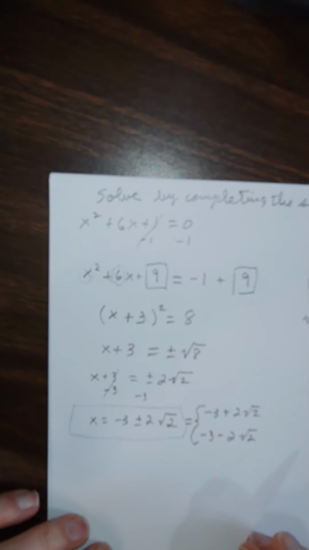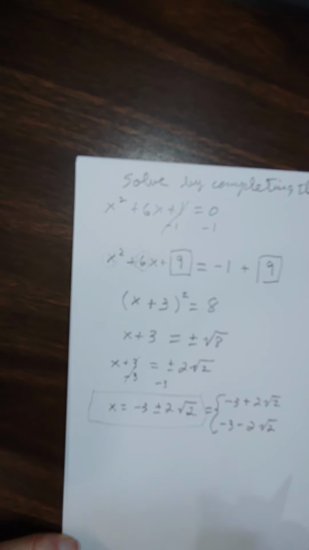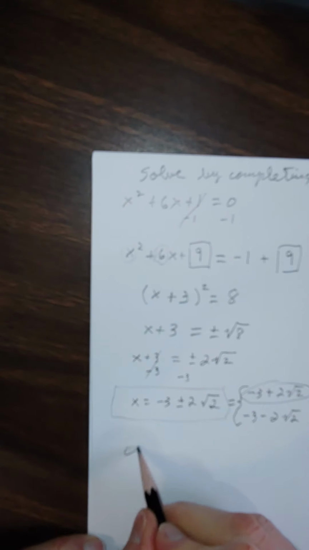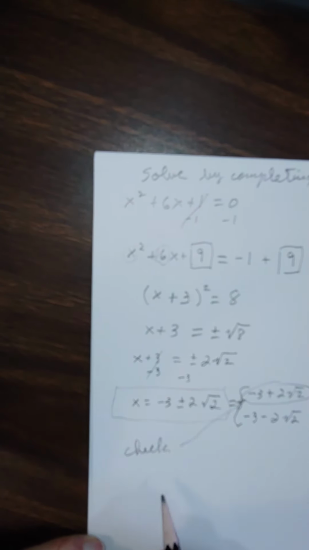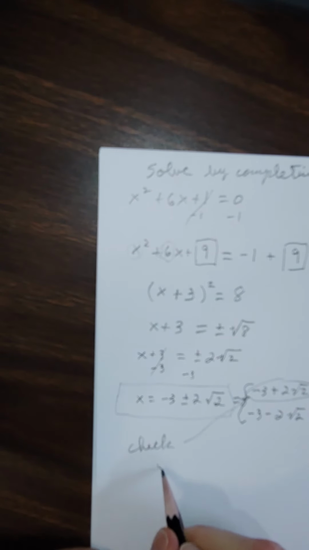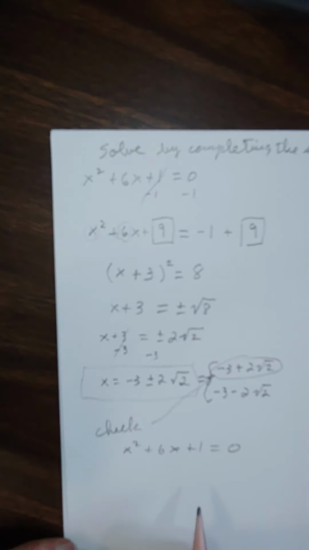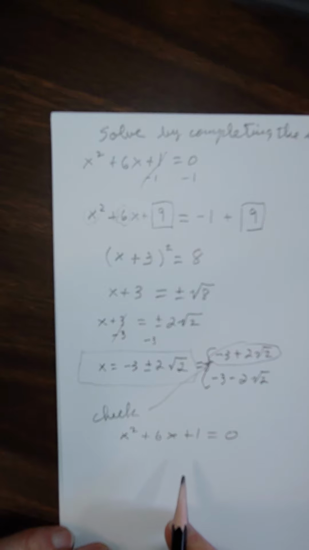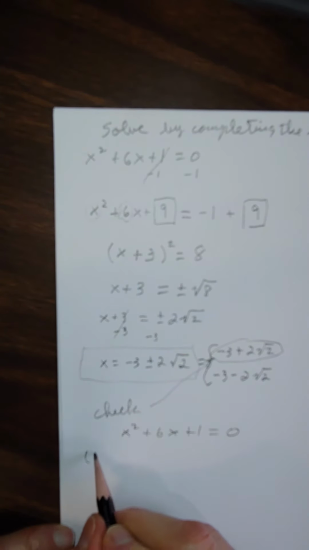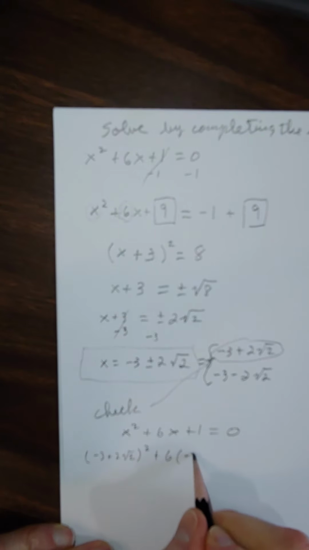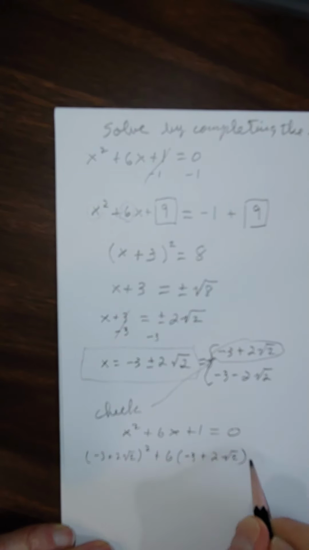You can check them. Now, I'm not going to do this all the time because it takes some work, but let's check one of them. Let's just pick this one, see if it works. Let's see if it's right. So let's check that answer right there. So the original problem is this. There's the original problem. Let's substitute that -3 plus 2 times the square root of 2 into the problem. I put it right here for x: x squared plus 6 times that -3 plus 2 times the square root of 2 plus 1 equals 0, question mark.